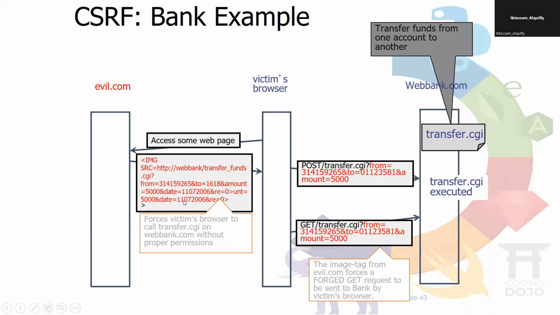And again, guys, this is the amount over here, and this is the date, and here is the last thing, which is recurrence or not. This forces the victim's browser, which is your browser as the victim, to go and send a GET request to this specific page and then execute this.